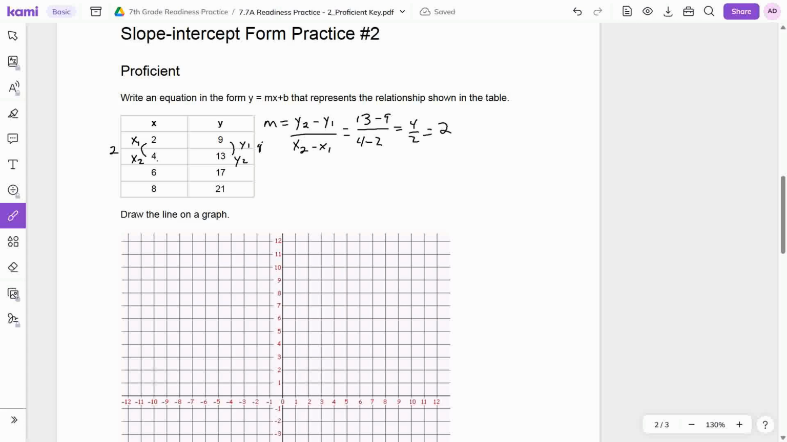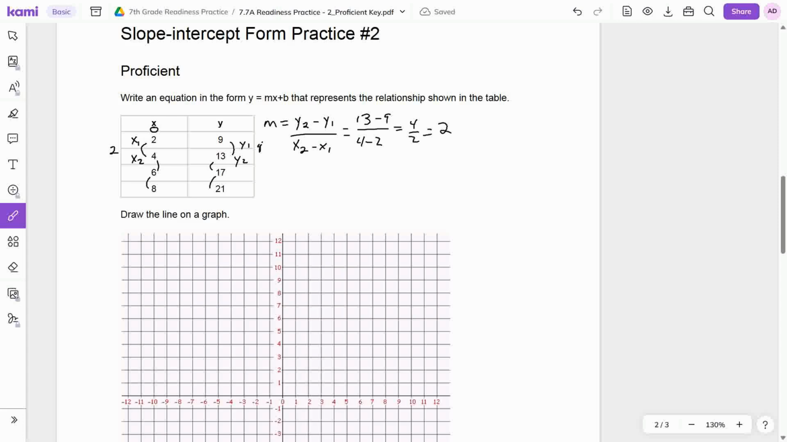So my x increases 2, so that means this is going to increase 4. My x increases 2, that means this is going to increase 4 because it's 2 for every 1. So my m equals 2. I just need to find my b. What happens when x is 0?